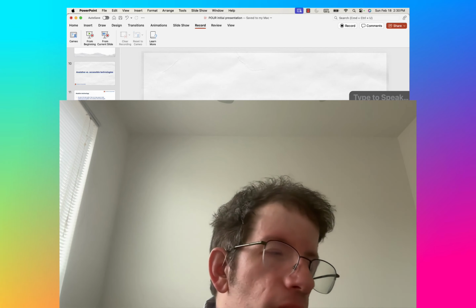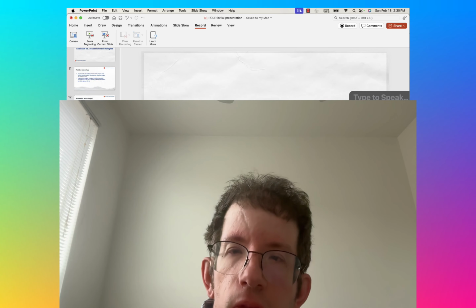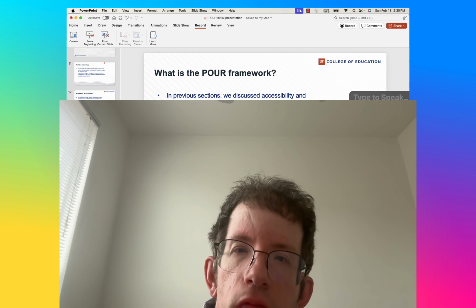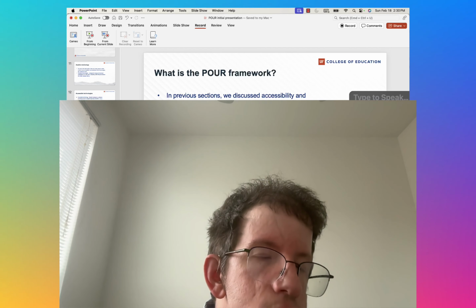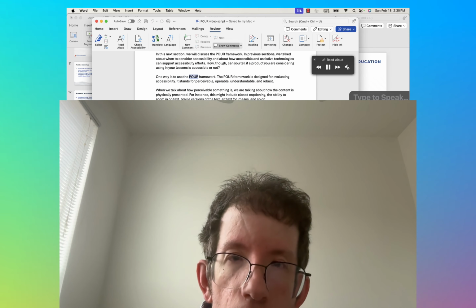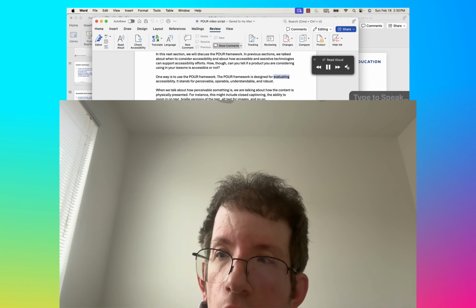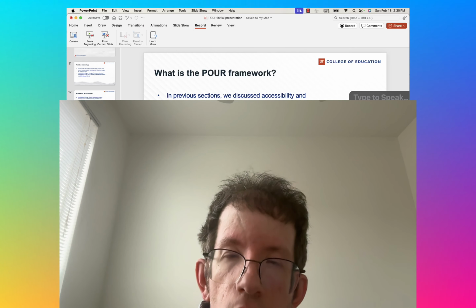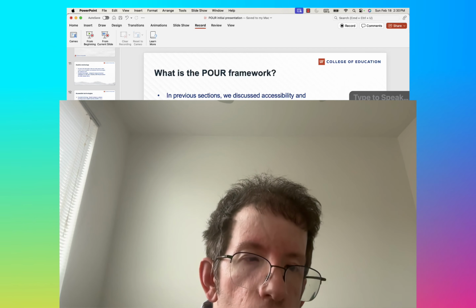In previous sections, we talked about when to consider accessibility and about how accessible and assistive technologies can support accessibility efforts. How, though, can you tell if a product you are considering using in your lessons is accessible or not? One way is to use the POUR framework. The POUR framework is designed for evaluating accessibility. It stands for perceivable, operable, understandable, and robust.